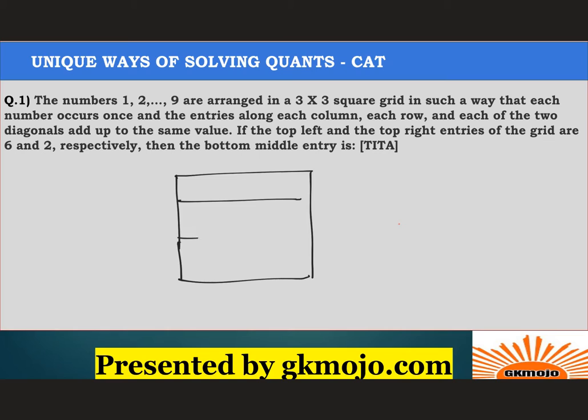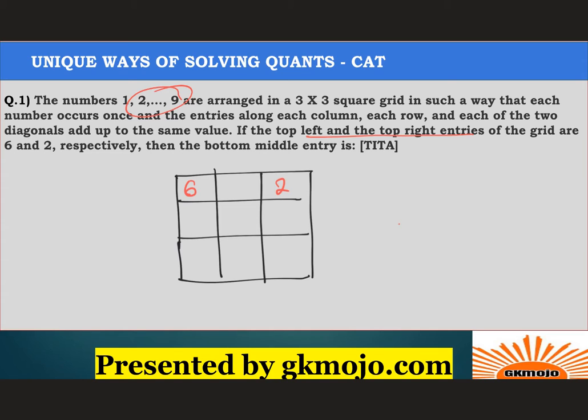Alright, 3 rows and 3 columns. What they have said is the top left and the top right entries are 6 and 2, right? So this is 6 and this is 2. Now they are saying that the sum of all elements in a row and the column should always be the same. Now they have taken numbers from 1 to 9. So all numbers will be there.